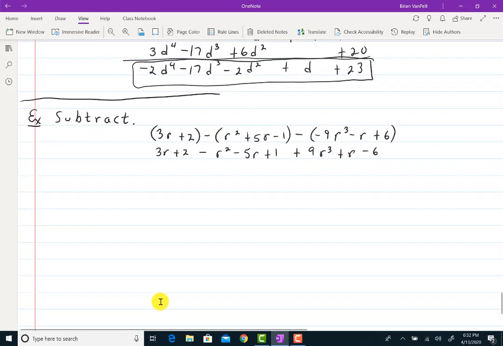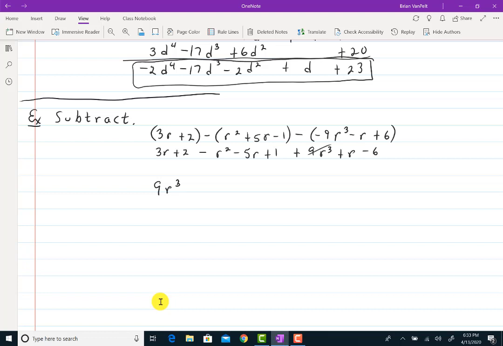And I noticed that my powers, I have everything from no power to 1 power to 2 power to 3 power. So the power is what I'm going to organize it by. So I'm going to move all the terms closer together. So I got a 9r cubed. So I'll slice that one since I've made use of it.